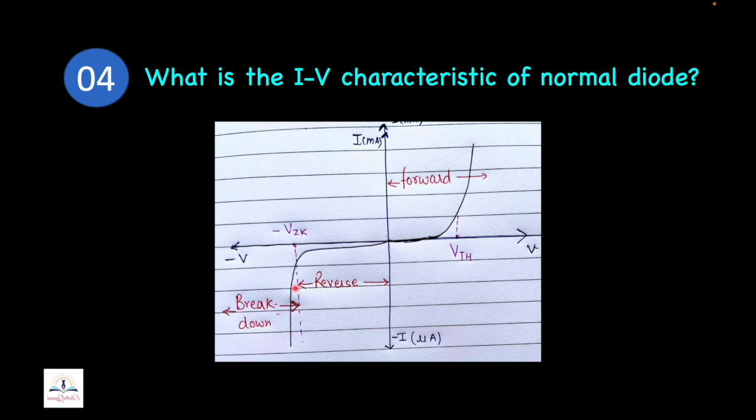So here in this IV characteristic of normal PN junction diode, we have seen that there are three regions: breakdown region, reverse bias region and forward region. In reverse region, the current is measured in microampere, while in forward region, current is measured in milliampere.